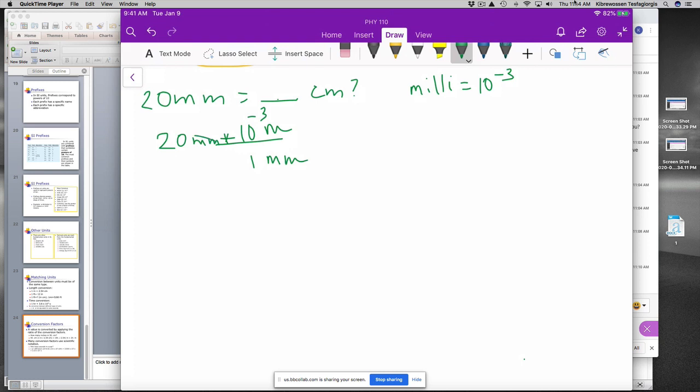So you eliminate that, and you have 10 to the power of -3 meters. But our mission is not done here, because we want to eliminate the meter part and replace it by the centi.